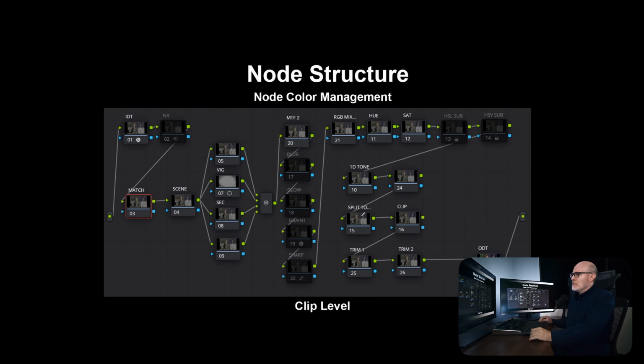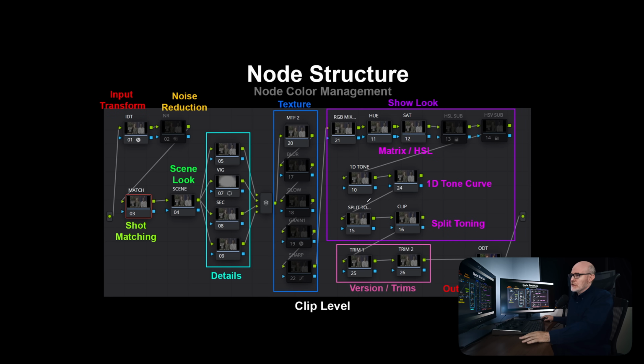Then looking at our node structure, I've proposed this node structure, and this is kind of what I use. I vary it for different jobs. But within our show look, once we're actually applying this show look stage, whether it's our HSL and matrix nodes or our 1D tone curve and split toning and clips, as I mentioned, they happen serially in the structure, stage by stage.